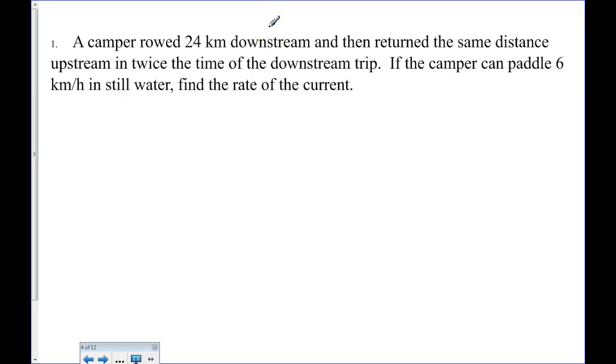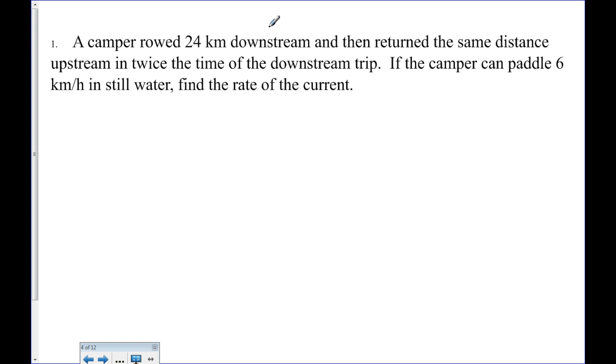All right. So this is a unique motion problem because we're dealing with a stream. As you know, when you are rowing downstream, you go what? Faster, and you row upstream, slower. Because you're dealing with what is that? It's a current, right? So that's one of the things we're dealing with in this problem.